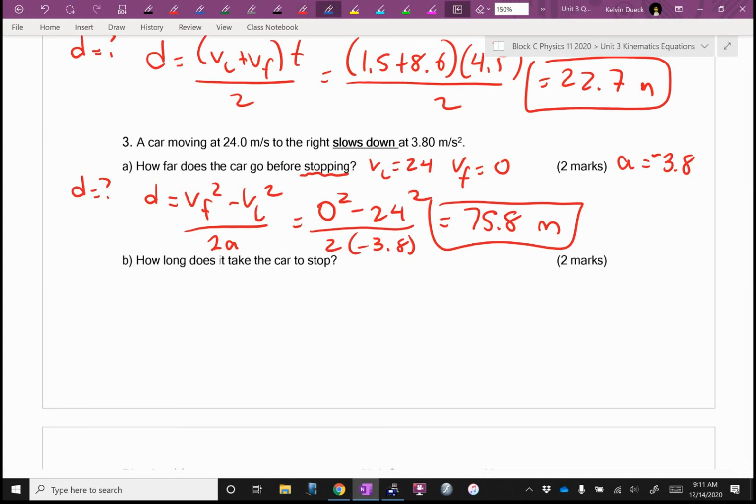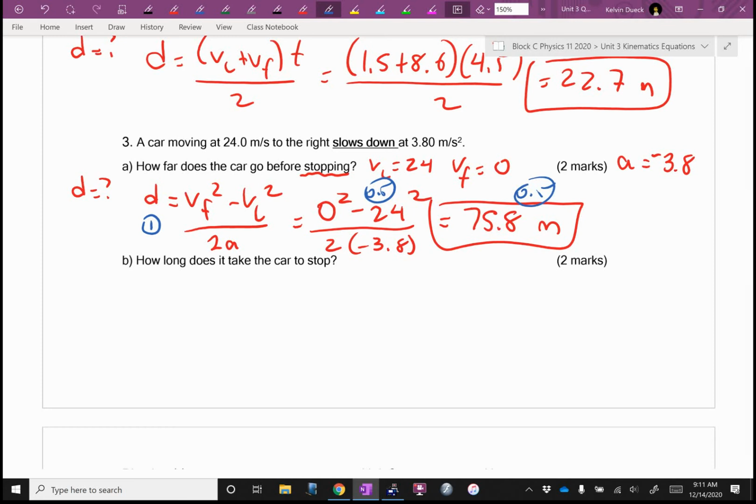Same marking scheme: half mark for the VF squared equation, half mark for getting the D by itself, half mark for the numbers, half mark for the answers. Are you starting to notice that even if you can just find the correct equation and write that down, that's marks? So don't leave stuff blank at all if you can help it. I give out part marks like candy. In fact, probably more than candy, because I always forget to give out the candy, even though I say I'm going to give out the candy.